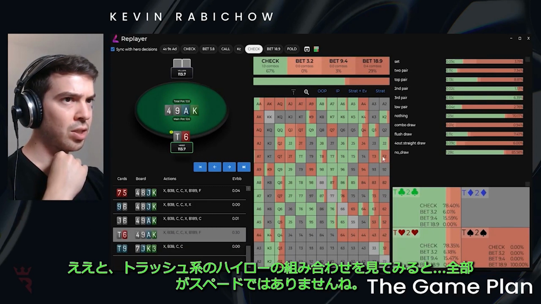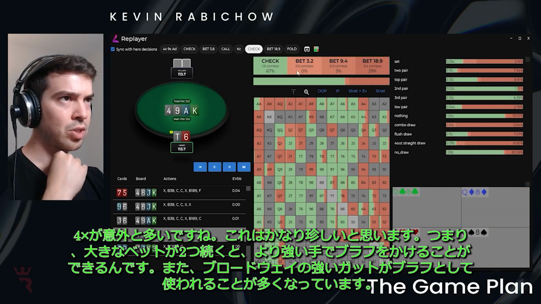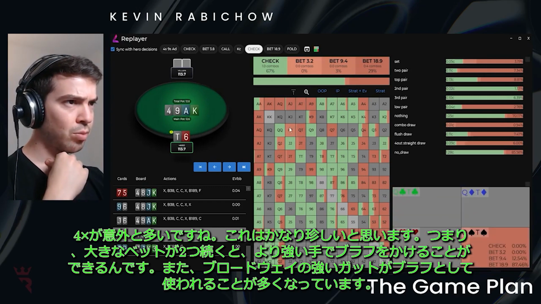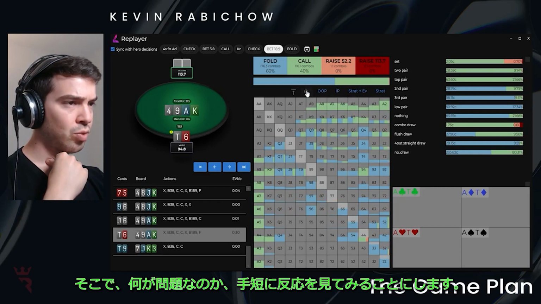Just also looking at even just trash high-low combinations. These are not all spades. And a surprising amount of 4x, actually, which I thought was going to be quite rare. So we are seeing a convergence of two big bets in a row. That's going to allow us to bluff with stronger hands. Also seeing a lot of strong Broadway gut shots being used as bluffs here. So I'm just going to look quickly at the response to figure out what is so problematic.